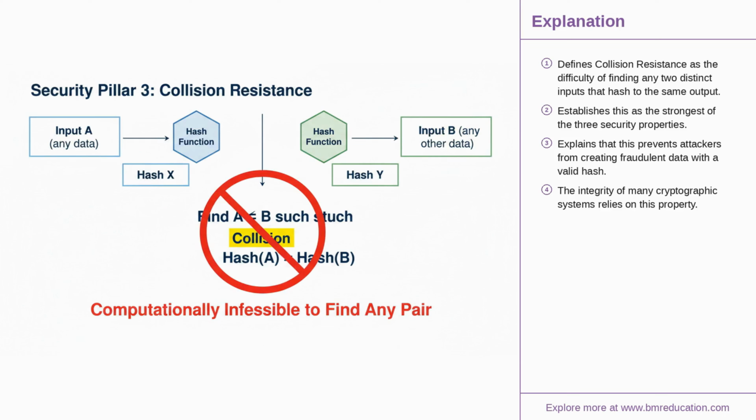Finally, we arrive at the strongest security property, collision resistance. This is a broader challenge. It means it should be computationally infeasible to find any two different inputs, A and B, that happen to produce the exact same hash output. We're not given an input to start with. We just have to find any pair that collides. The difficulty of finding such a pair is what underpins the integrity of systems like digital signatures.